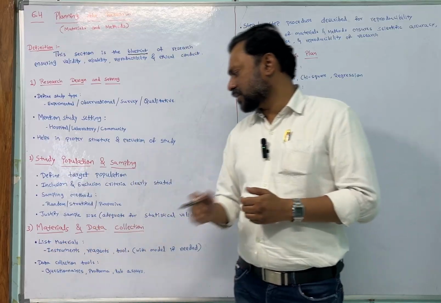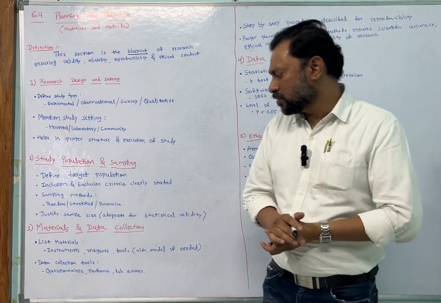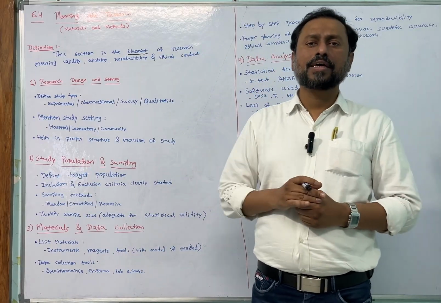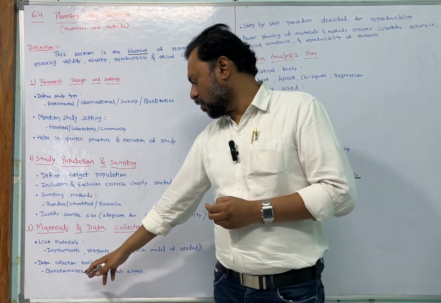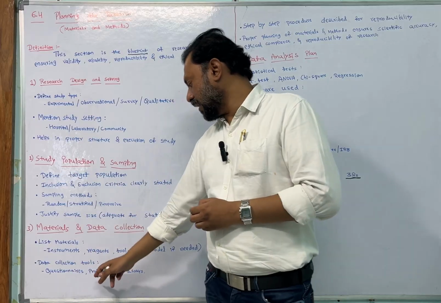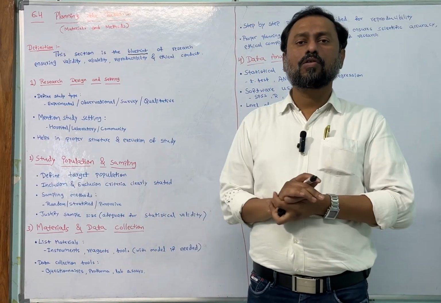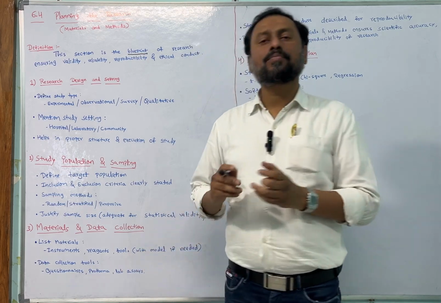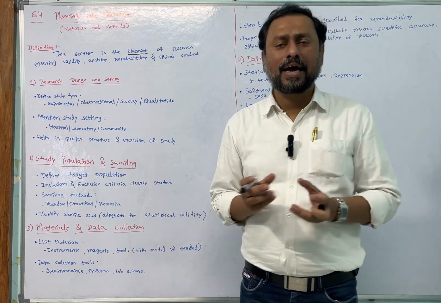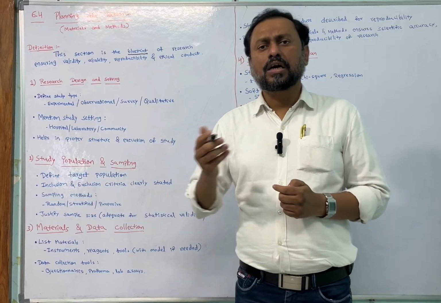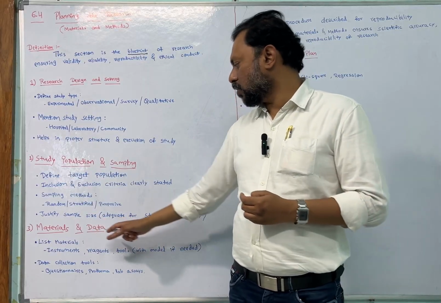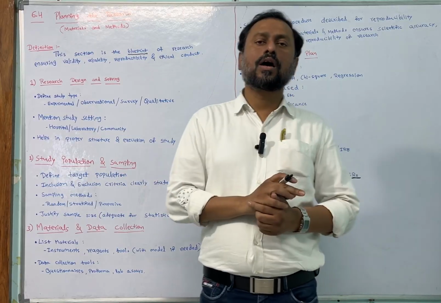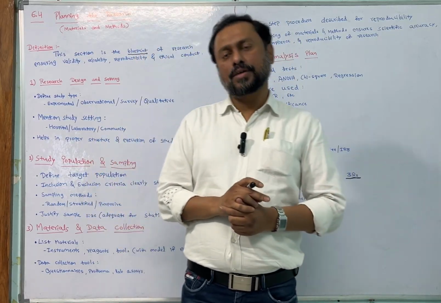Next one is the data collection tools. For data collection tools, the questionnaire, what questions we asked, you have to mention, as well as the proforma you are following. Lastly, lab access: which labs we are using and what tests you are doing, that also you have to mention while collecting the data. This is the third step in planning the research.